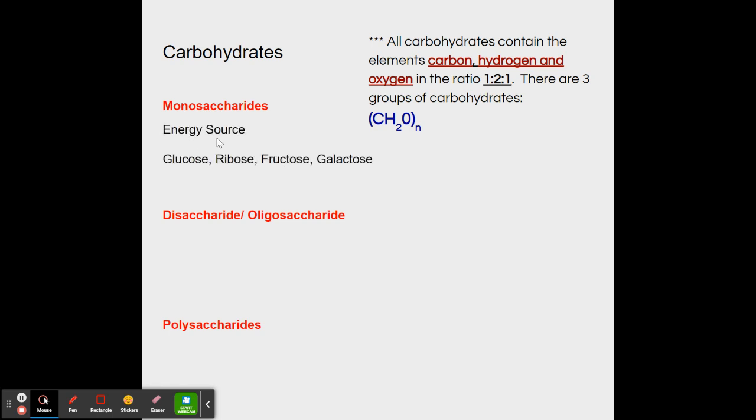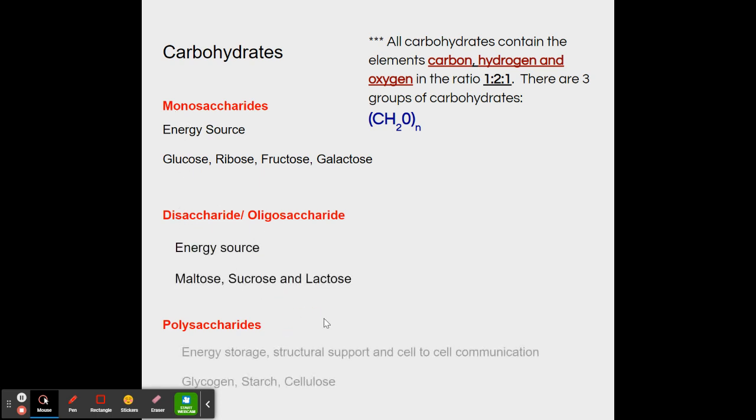So for monosaccharides, this is our energy source. Some examples would be glucose, ribose, fructose, galactose, and we'll go through some of those later on. Disaccharides, also an energy source: maltose, sucrose, which is table sugar, and lactose. Each one of these disaccharides is created via a dehydration synthesis reaction of two monosaccharides. So di meaning two, mono meaning one.